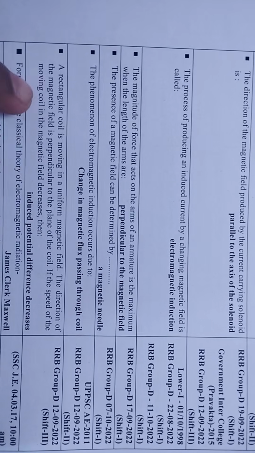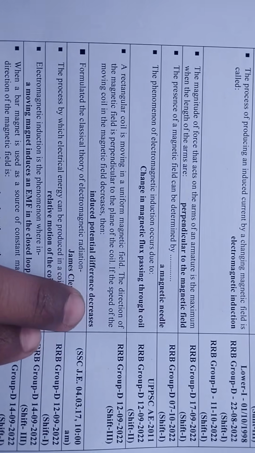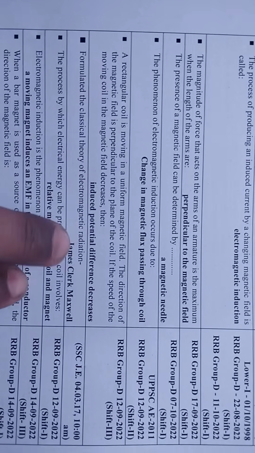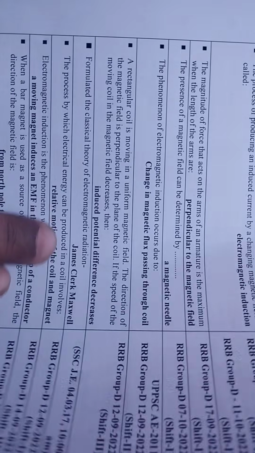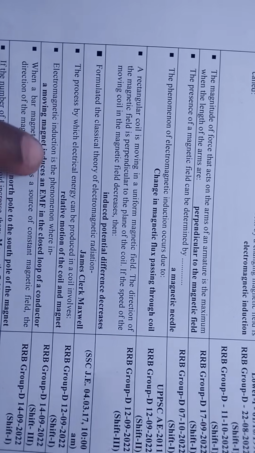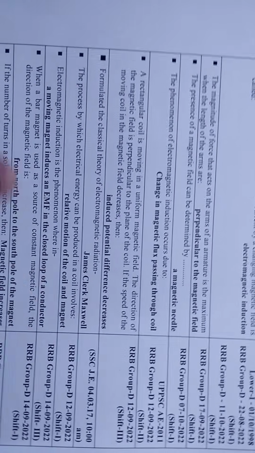If the speed of the moving coil in the magnetic field decreases, then the induced potential difference decreases. The classical theory of electromagnetic radiation was formulated by James Clerk Maxwell. The process by which potential energy can be produced in the coil involves relative motion of the coil and magnet. Electromagnetic induction is the phenomenon that occurs when a moving magnet induces an EMF in a closed loop of conductor.